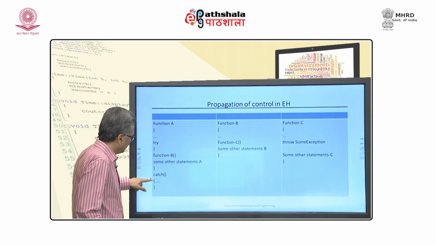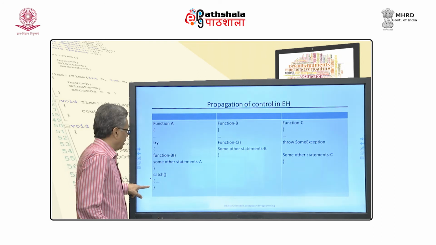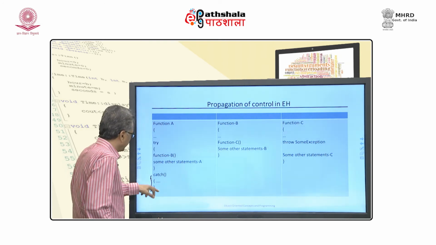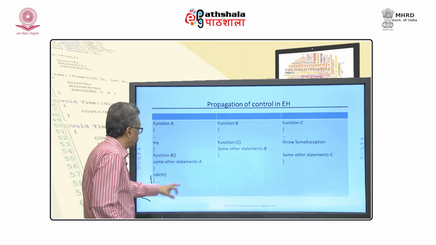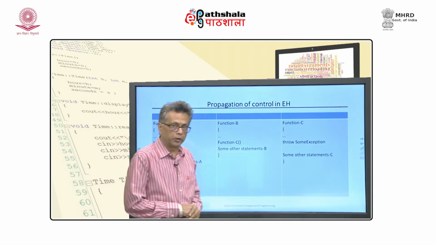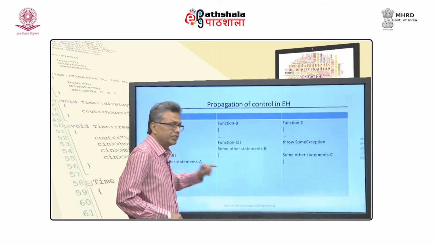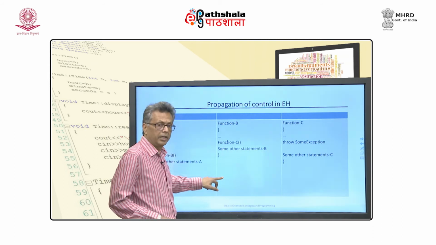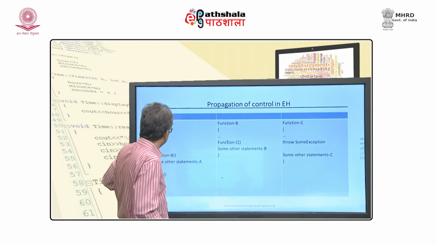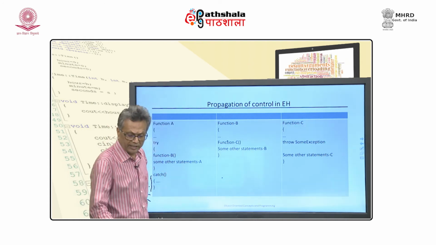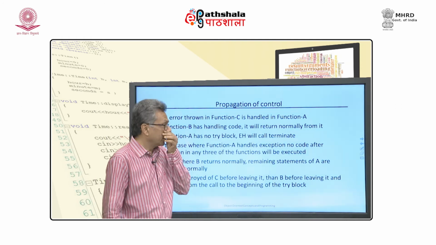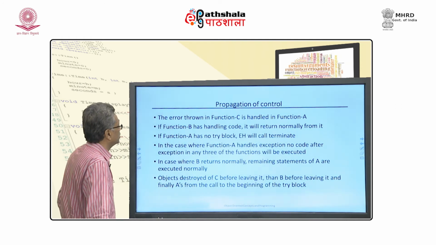Now, there is a catch, and if it matches this catch, the exception is said to be handled here, and the control will come back, will not go back; these statements will not be executed. If I have a try block here and a catch here, and this exception is handled here, it will return normally. So these statements will be executed, and there is an example coming up which talks about this propagation of control.